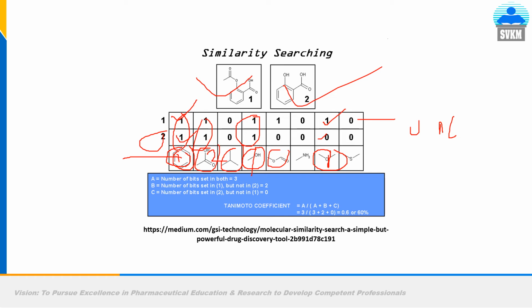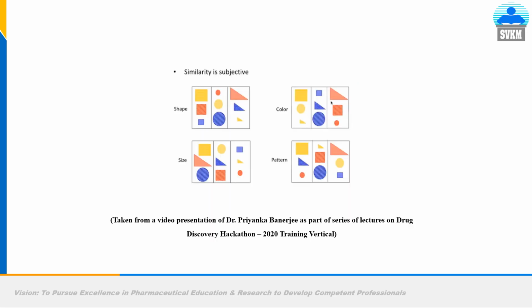Number of bits set in 1 but not in 2: the features which are present in 1 but not in 2, they are 2. Number of bits set in 2 but not in 1 equals 0. This is the formula. So both the molecules are identical only 60%, not 100%.